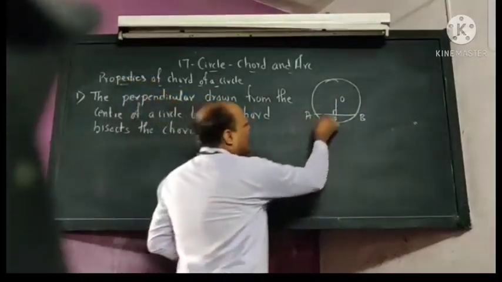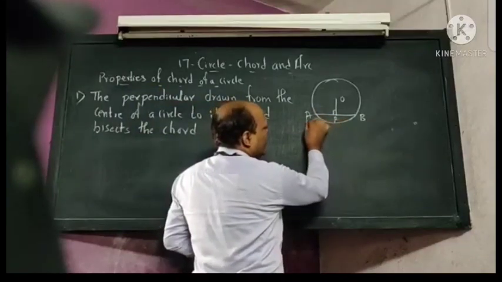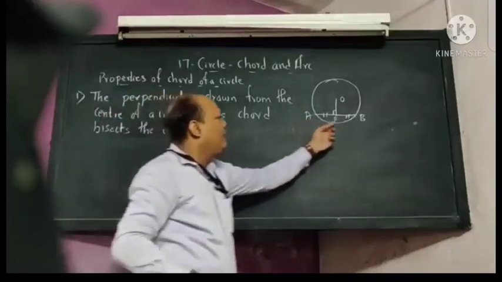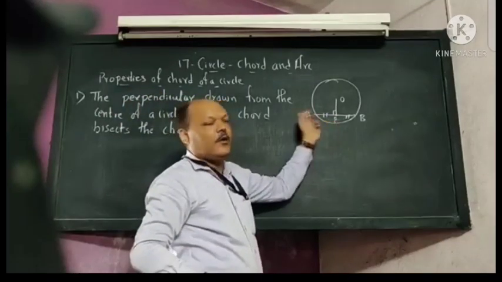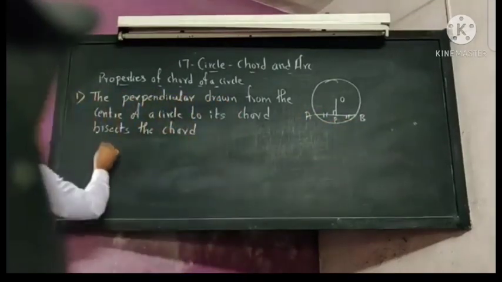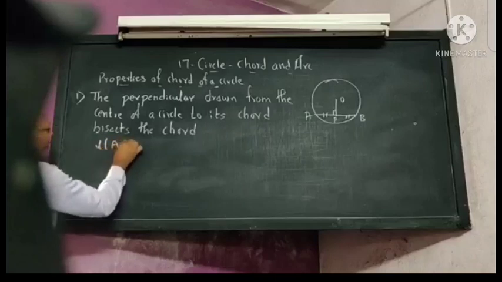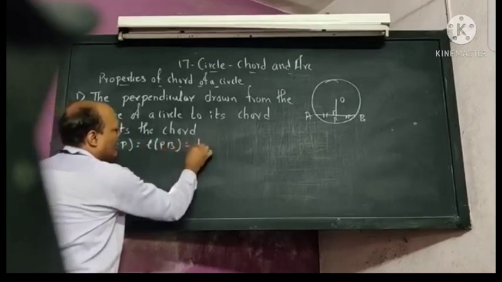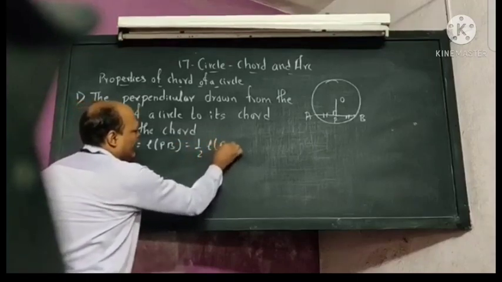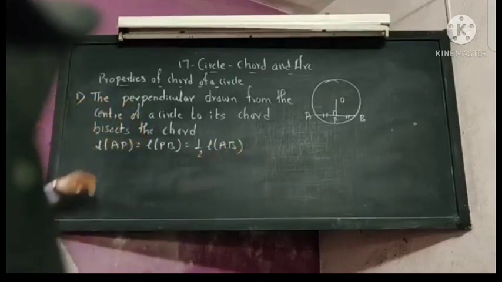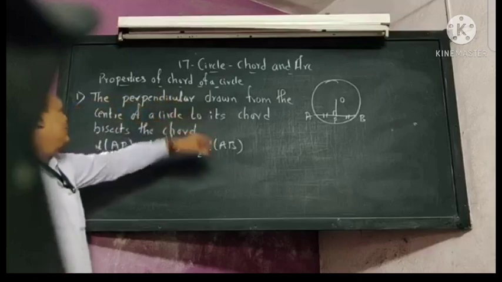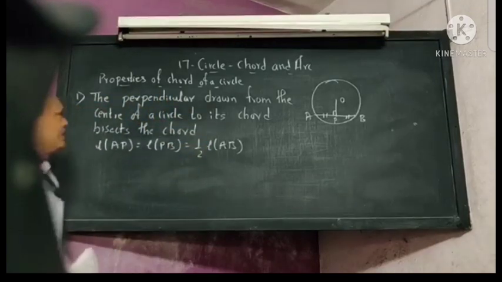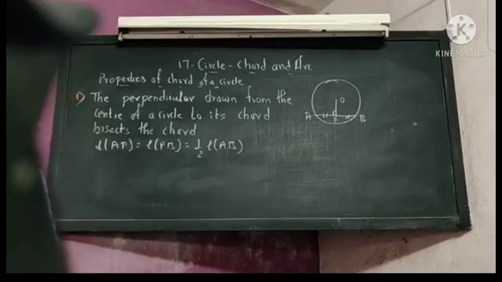That means bisecting the chord means dividing AB into two equal parts. That means P will be the midpoint of AB. Here we can say the length of AP is equal to the length of PB, that is equal to half of the length of AB. Once again, the property says the perpendicular drawn from the center of a circle to its chord bisects the chord. This was the first property. There are two properties in this chapter.